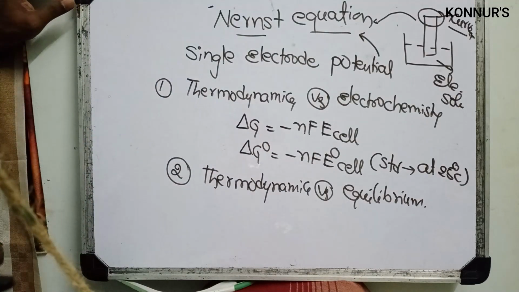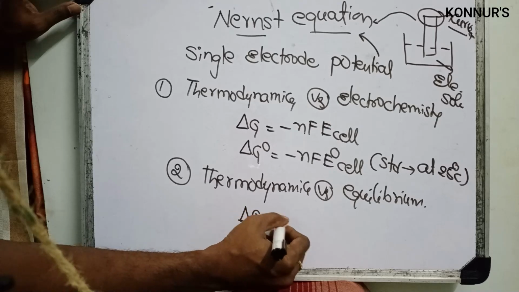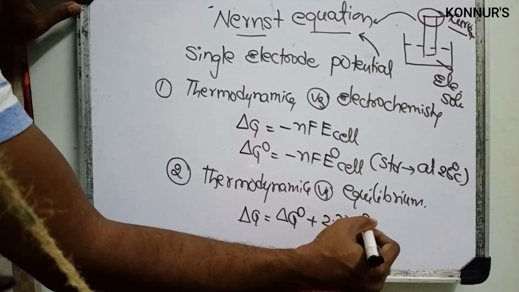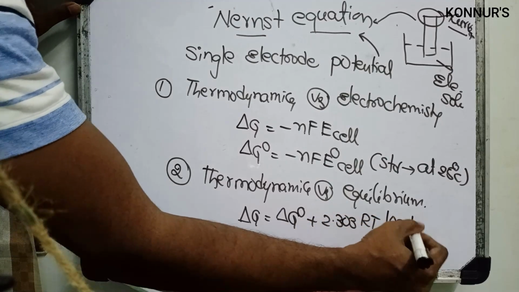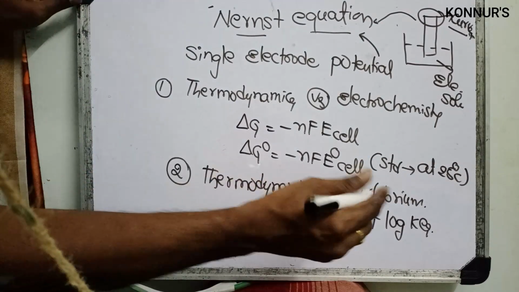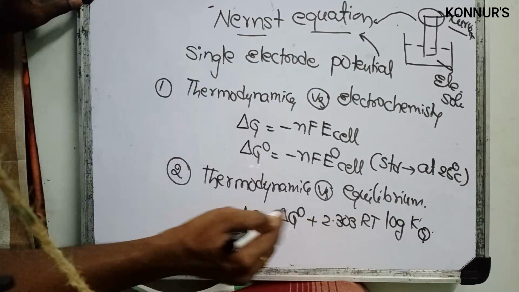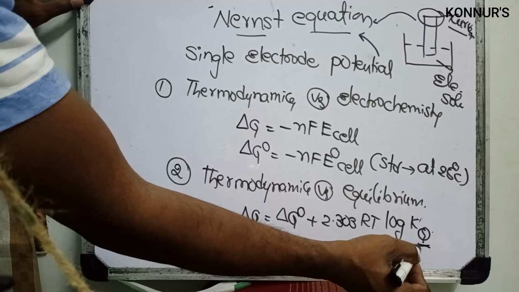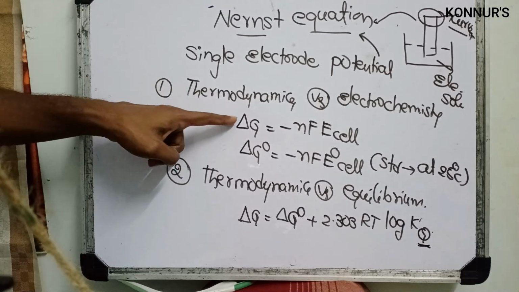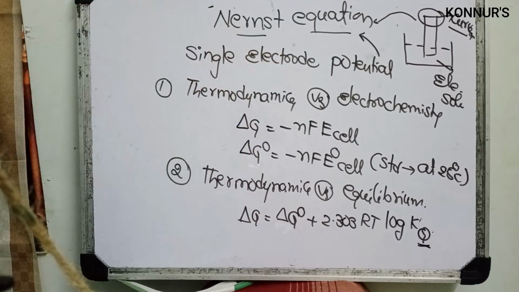For chemical equilibrium, delta G equal to delta G naught plus 2.303 RT log K equilibrium. Better to write K quotient instead of K equilibrium. Already in the chemical equilibrium chapter, the quotient is very important. Now substitute the delta G naught value in this formula, and then you will get the Nernst equation.